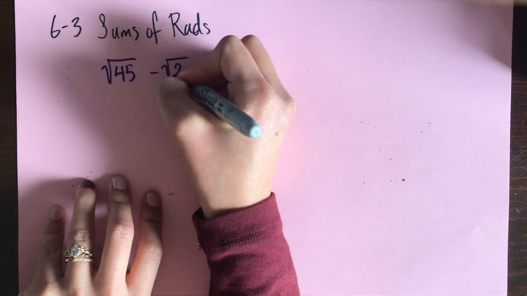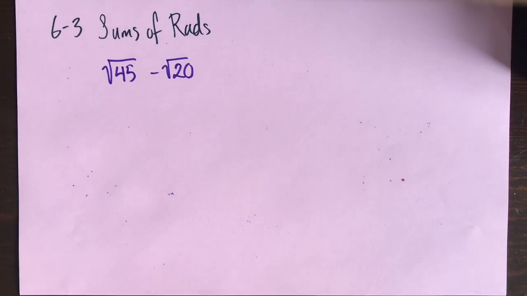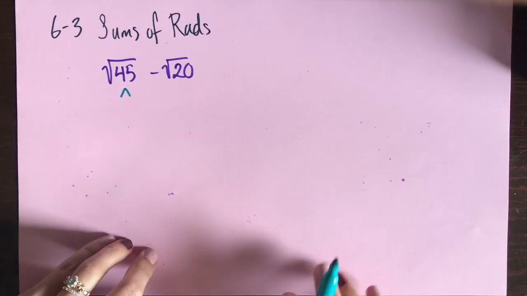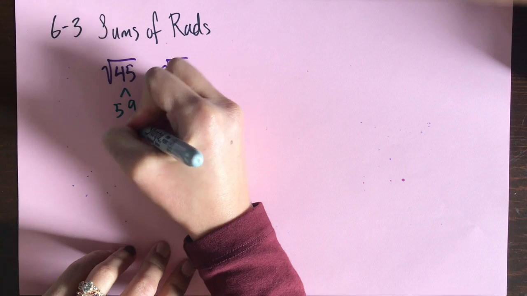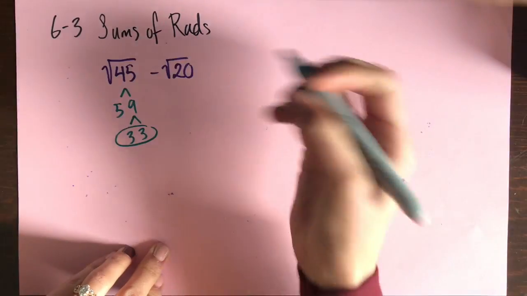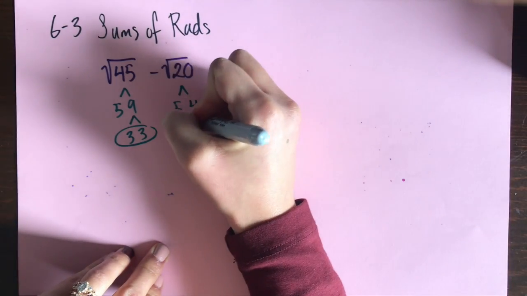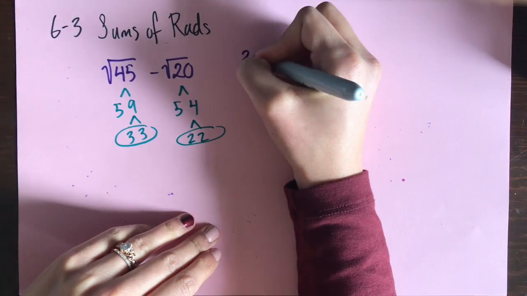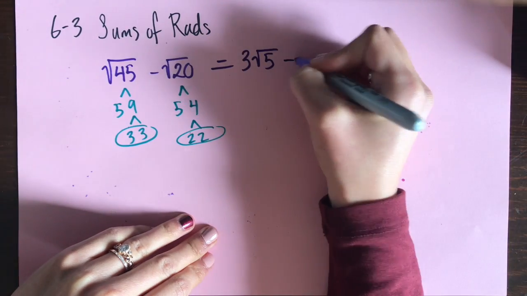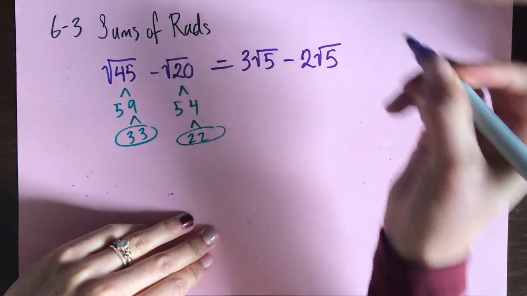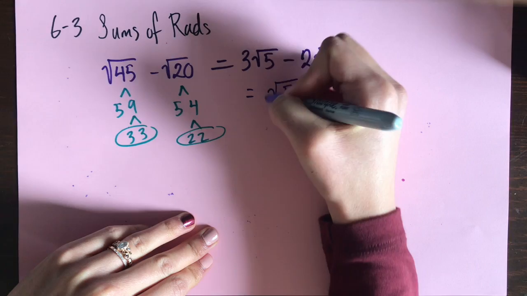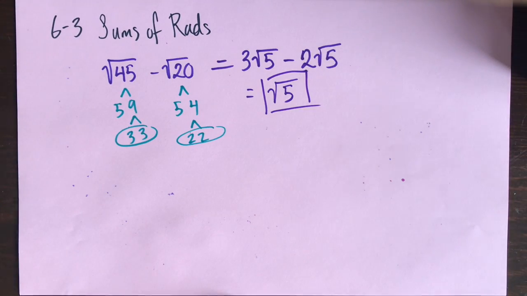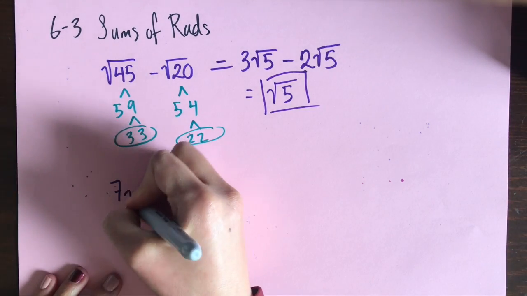Suppose we have square root of 45 minus the square root of 20. So first thing I need to do is simplify each of these radicals individually by splitting them up into their components. So it's 5 and 9, 3 and 3. I have a pair of 3's which will come to the outside, and then I have 5 and 4, 2 and 2. A pair of 2's will come to the outside. So I can take the 3 out, the 5 stays in. I have 3 root 5, and then I can take the 2 out, and the 5 stays in, so I have 2 root 5. 3 root 5 minus 2 root 5 is just 1 root 5, so that's just root 5.